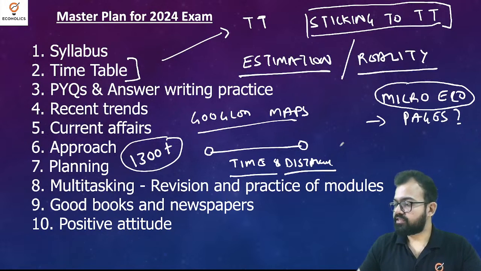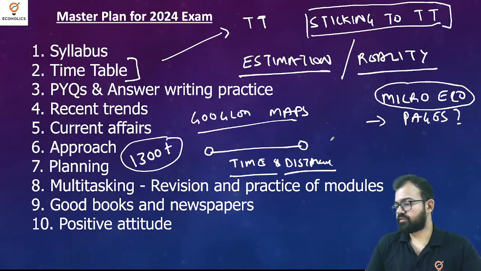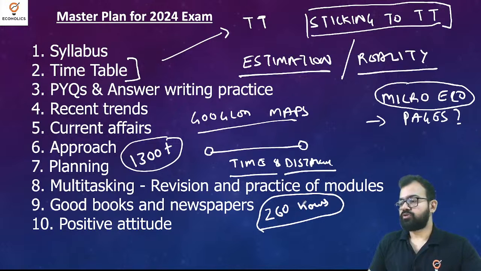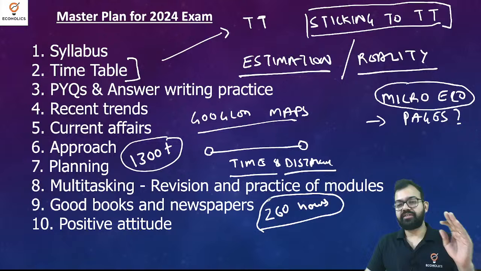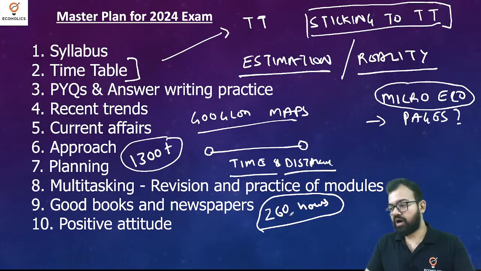How many hours do you need to complete this book? It's simple, 1300 divided by 5. So you need 260 hours to complete H.L. Ahuja with one-time reading, not taking into consideration note making, the diminishing utility, or the revision. One-time reading alone requires 260 hours.